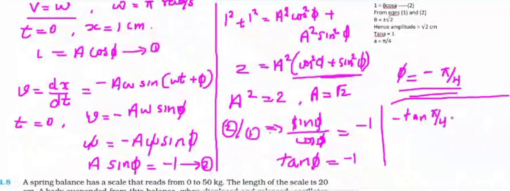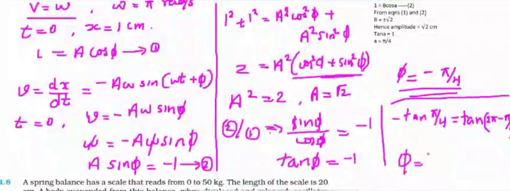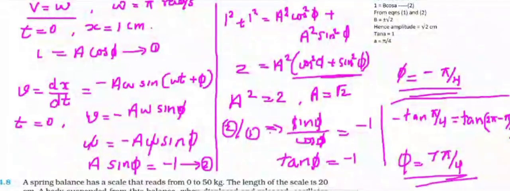Minus tan pi by 4 means it is tan, that minus sign we can take inside, then it becomes tan 2 pi minus pi by 4. So those who have studied mathematics can solve these steps. Okay. So therefore you will get that angle phi is equal to 7 pi by 4. Okay. So any one of the answers.